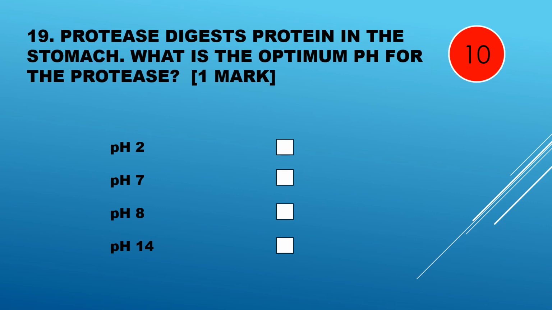Question 19. Protease digests protein in the stomach. What is the optimum pH for protease enzyme? Is it pH 2, pH 7, pH 8, or pH 14? Optimum pH for protease enzyme in the stomach is pH 2. It's why the stomach contains stomach acid.